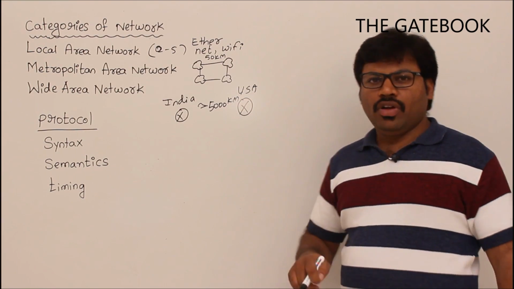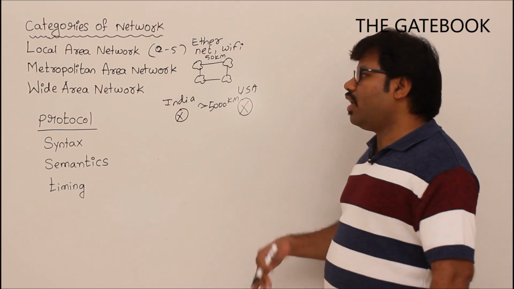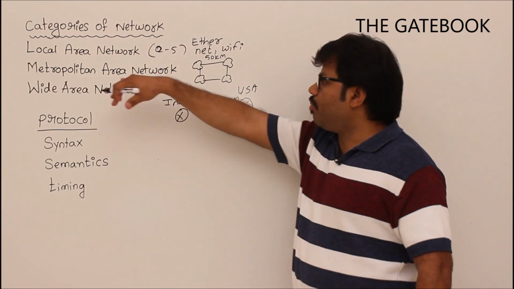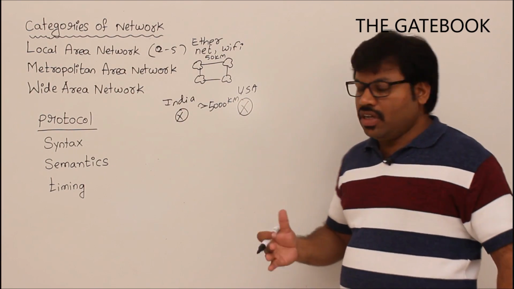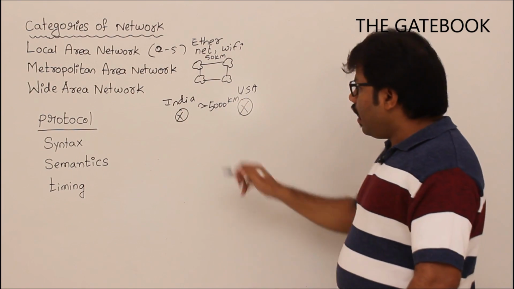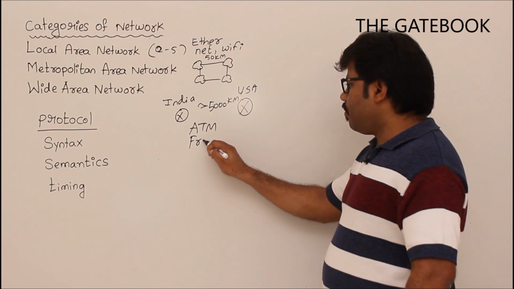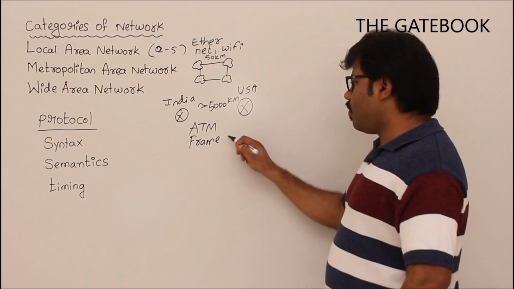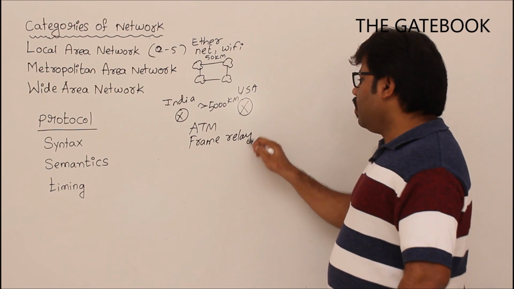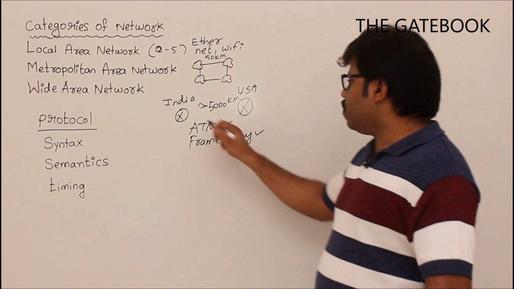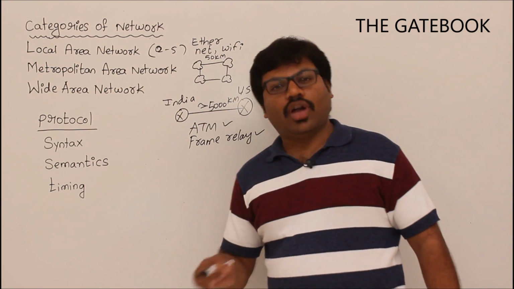That's a big problem. For that, Ethernet technology will not work, and the technology you use for a metropolitan area network might not work. So we need a different thing. Here the technology we use is ATM and frame relay. There are even hundreds of such technologies. These are the popular technologies people use to send data from one node to another node.